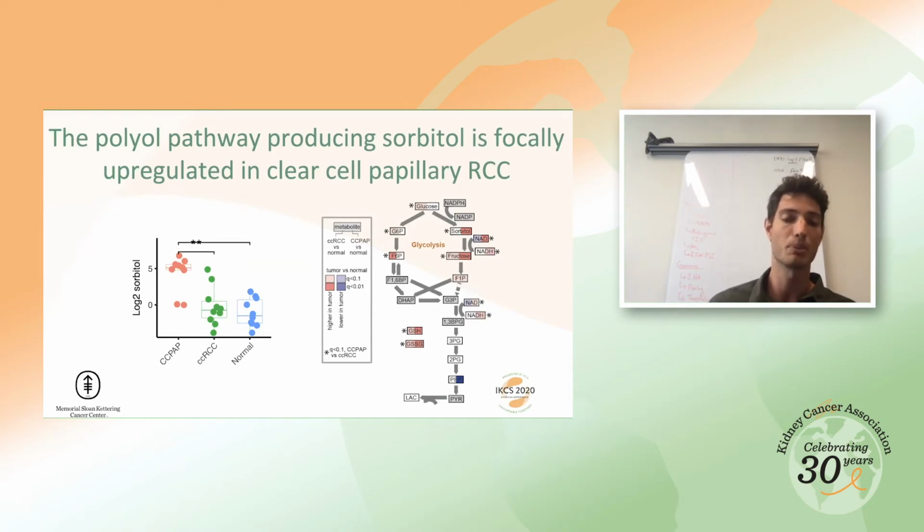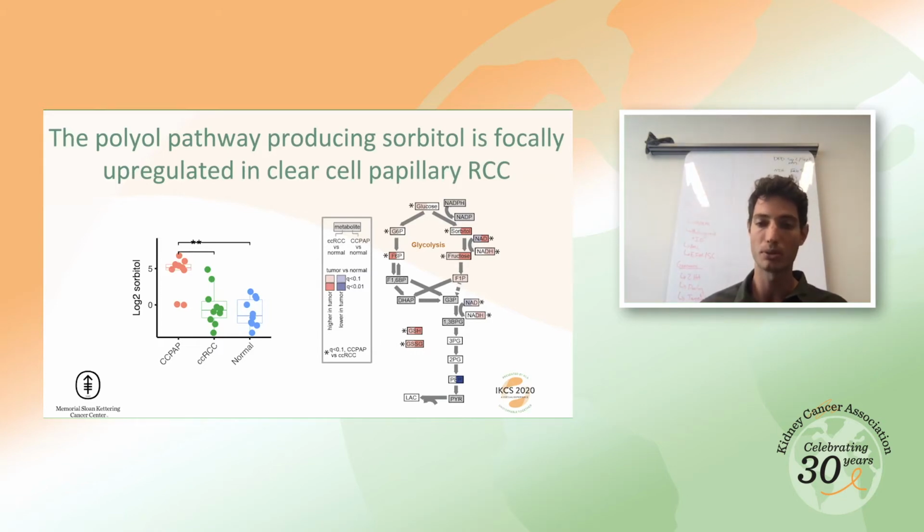And that phenotype is derived primarily from one metabolite that is elevated, let's say between 50 and 100-fold in these tumors, and that metabolite is sorbitol. So let me tell you a little bit about what sorbitol is. It's a sugar alcohol, and it's derived from glucose.